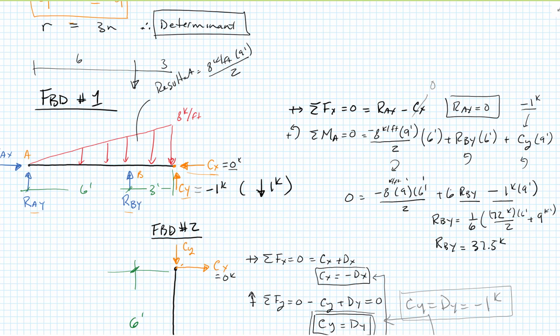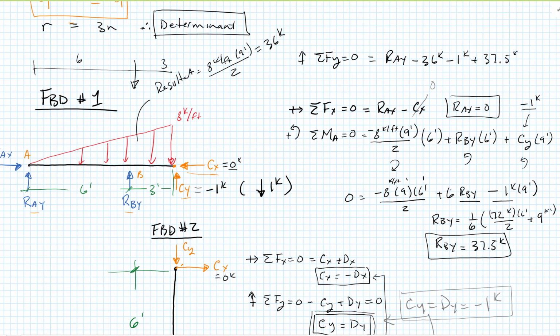Okay. And then the last equation I need to solve for is for Ray. So I'm going to jump up here. Sum of the forces in the y direction have to equal 0. Up being positive. Ray minus, here's this up here is 36 kips, minus 36 kips, and then minus 1 kip, and plus 37.5 kips, and I get Ray is equal to 0.5 kips going up. And I have solved for all my reactions.